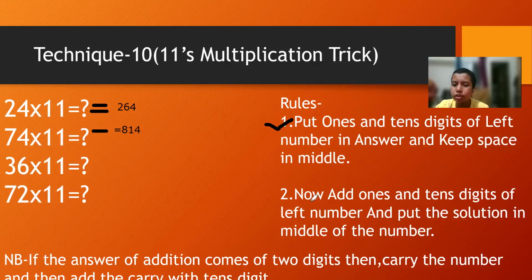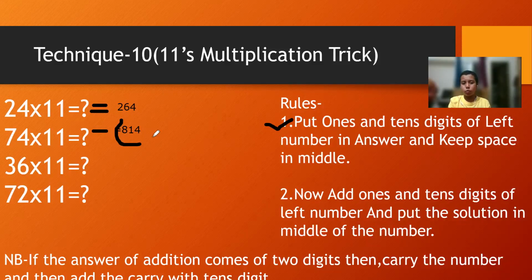Now, number 2: add the ones and tens digit of the left number and put the sum in the middle of the number. Here you can see, don't follow this 11, because it's not necessary for you. The only necessary thing is this one, 24. So the second rule is you have to add 2 and 4. Then you get 6, and you should put the 6 in the middle of the answer. Then your 100% answer is correct. If you check on the calculator, you will find the same answer.